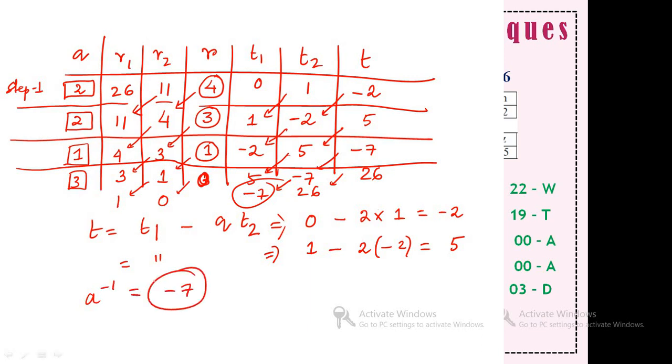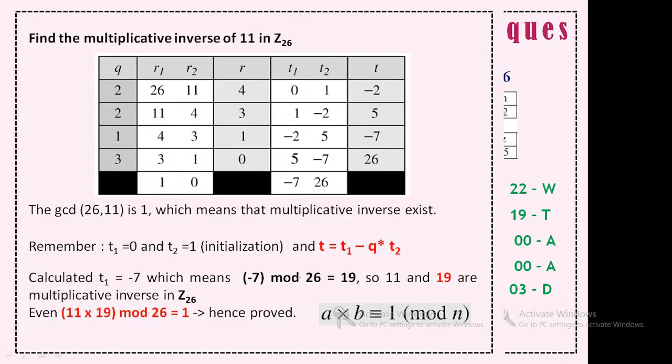But a minus or negative sign for a modulo operator, I told you in the last class, is not accepted. What we have to do? Plus 26. So you add plus 26 over here. So the multiplicative inverse of 11 for the set Z26 is 19. So I go back to the presentation. That's been mentioned over here.